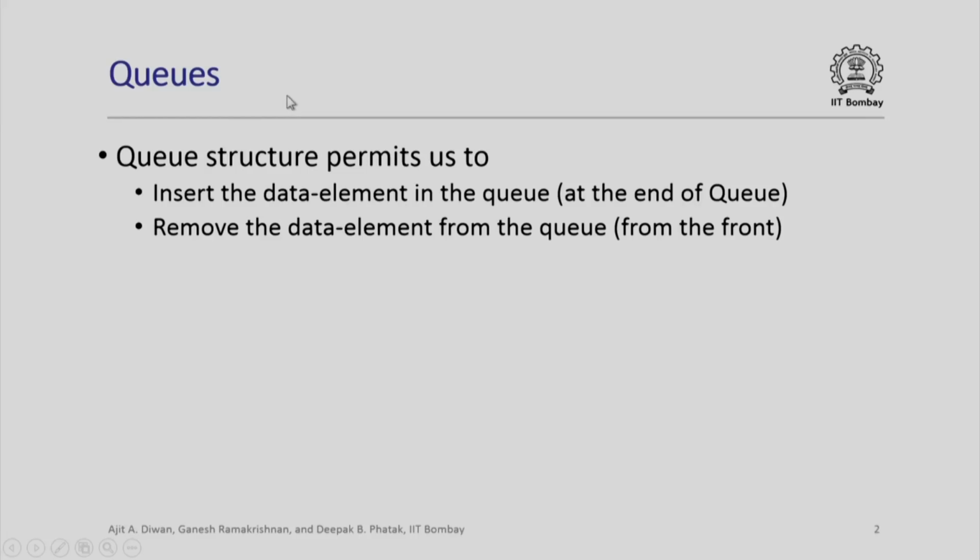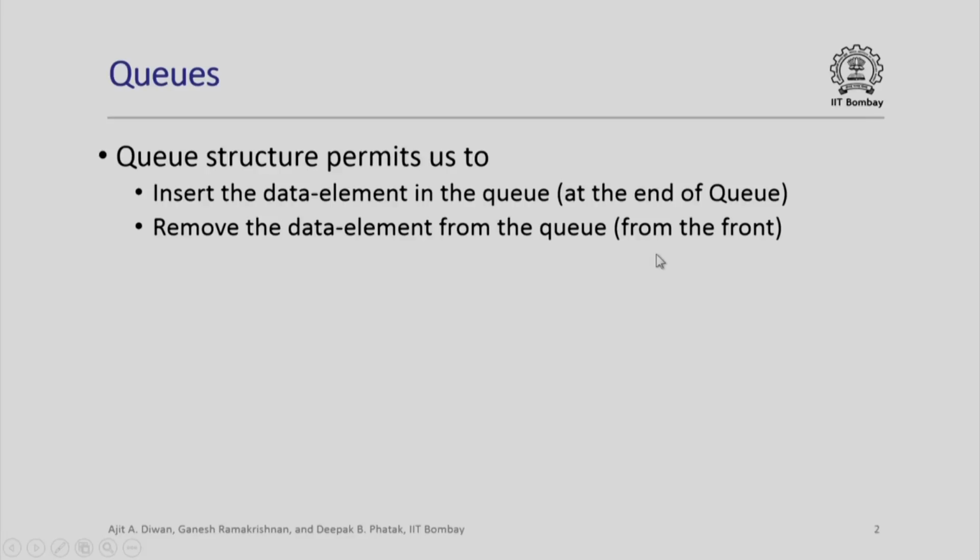Queues are the normal queue structures that we see. They permit us to insert a data element in the queue. Note that logically the new element coming in the queue must be inserted at the end of the queue. We will see how we achieve that in our implementation. Similarly, removing the data element from the queue is required. Whenever somebody leaves the queue, it will be left from the front.